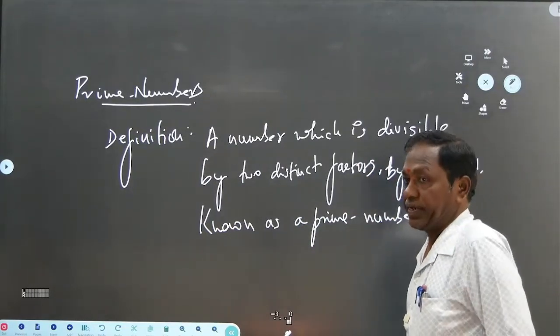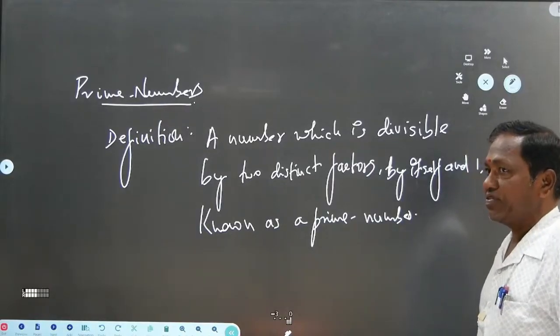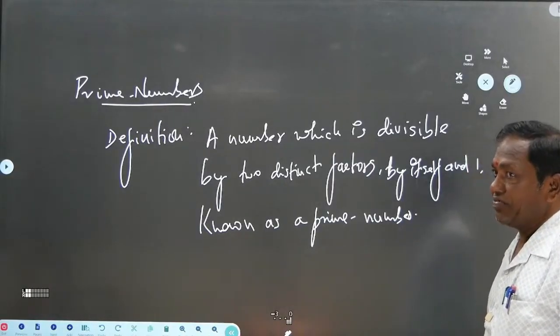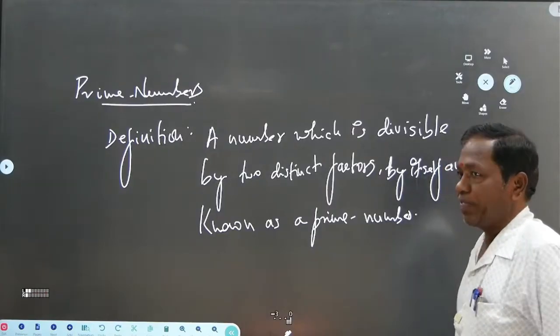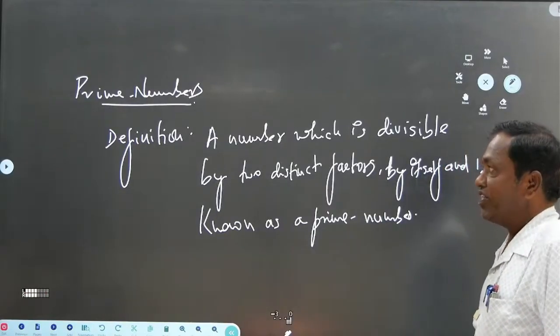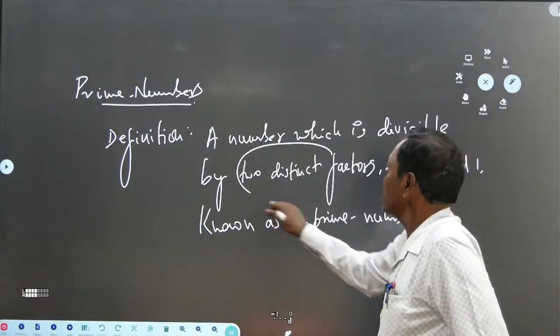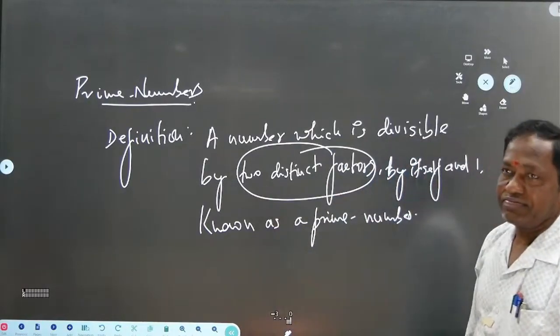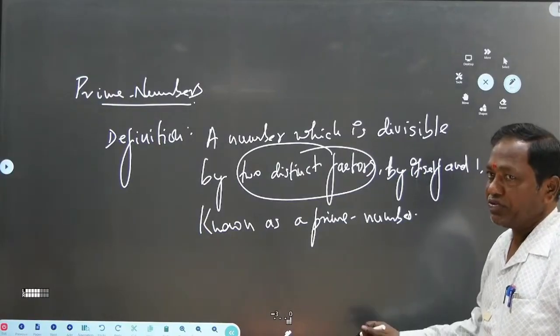This definition you can write. Not just by itself and 1; two distinct factors. That's the right word. If you say by itself and 1, then 1 will also become a prime number. Here 1 is not a prime number. So two distinct factors, that's a prime number. Okay, did you write?